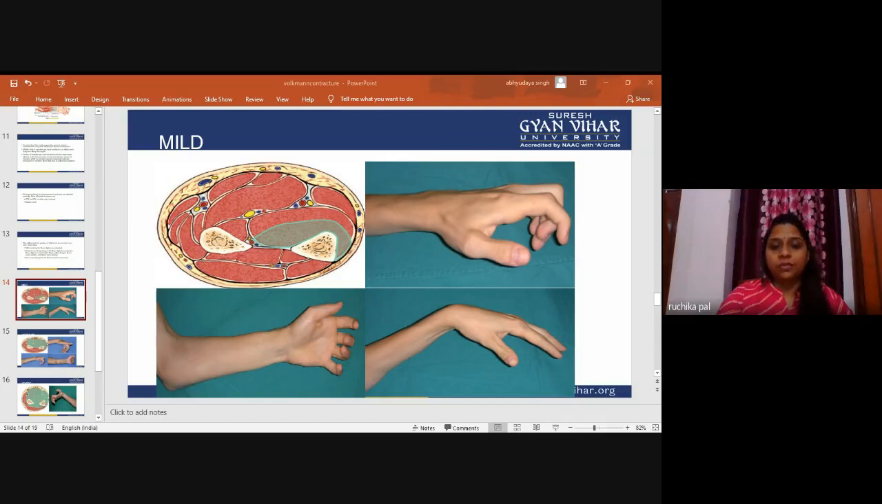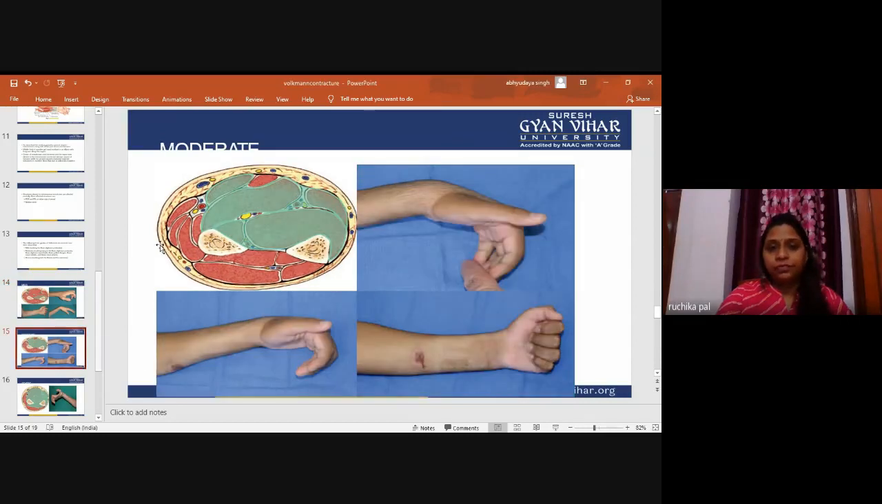Now we go for the physiotherapy management. Physiotherapy management after the surgery. It is important to ensure that mobility is recovered by passive stretching techniques. These are the techniques followed to improve muscle stretch, flexibility, and range of motion exercise to enhance the soft tissue elasticity.